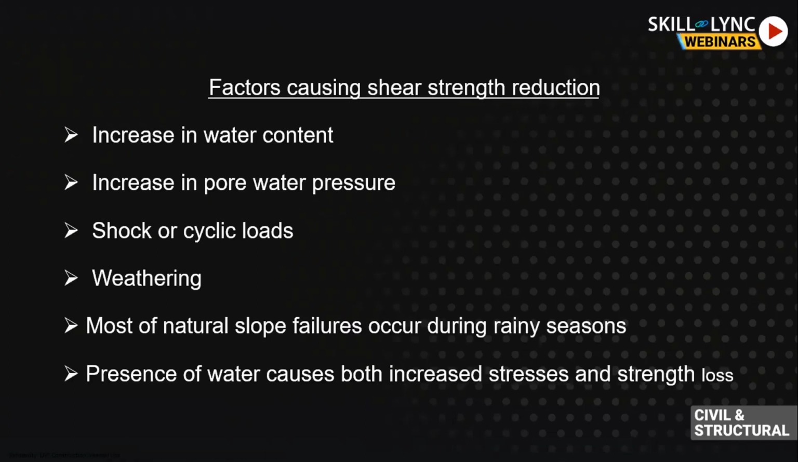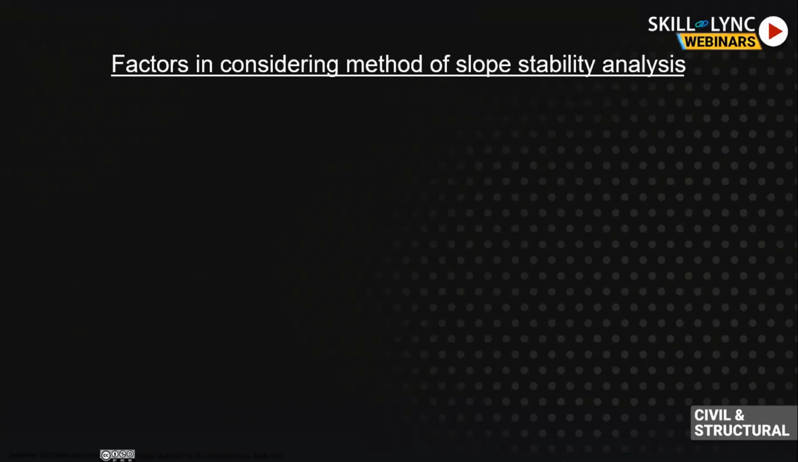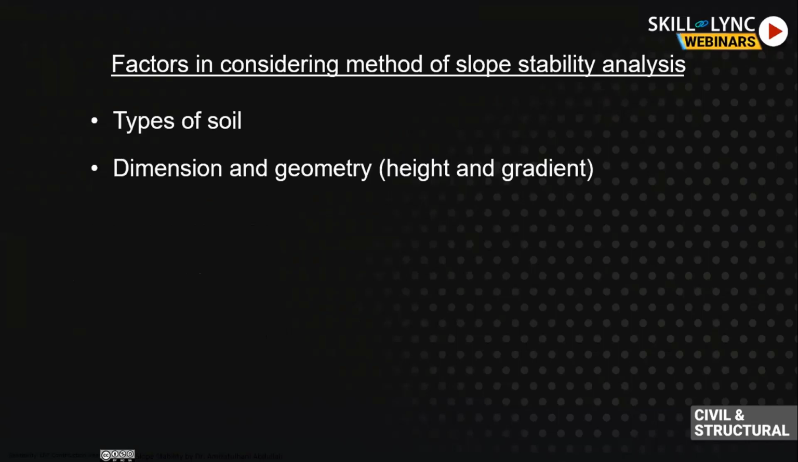So we can see that there is one factor which is common in both increasing the stresses and reducing the shear strength, that is the presence of water. So, considering all of this, from my last two slides, we can point out the factors to consider in choosing the method of slope stability analysis. Yes, soil type is a very important factor. We have to consider that.